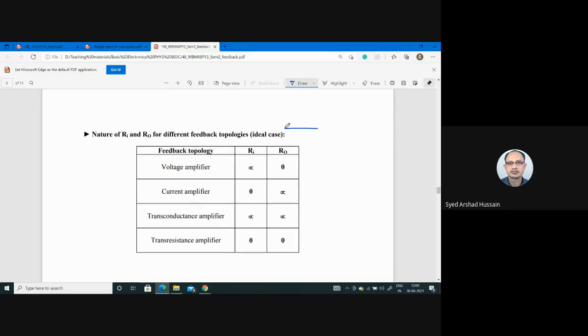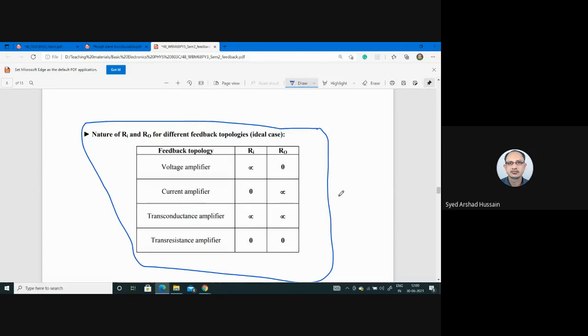So for these 4 types of amplifier, we can say that to have very good amplification, for a voltage amplifier the input resistance Ri should be infinity, and similarly the output resistance should be 0. Then exactly whatever you are supplying, the amplifier will amplify, and whatever is amplified you will have at the output.